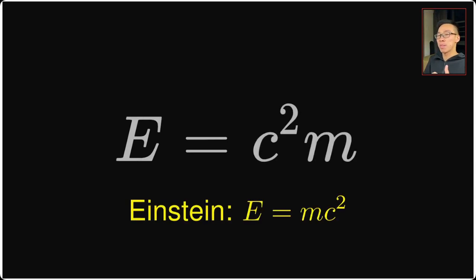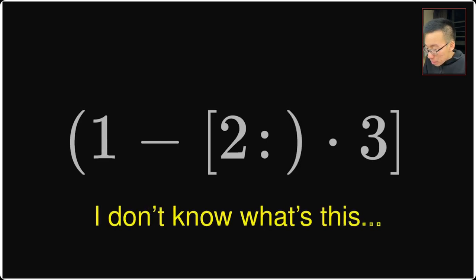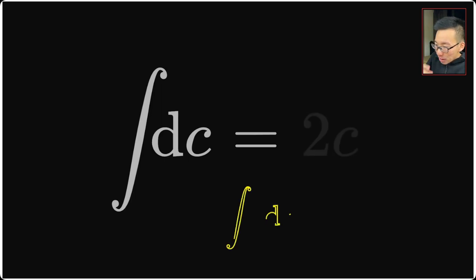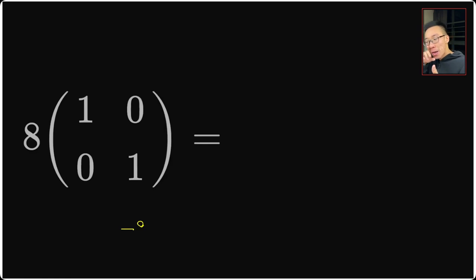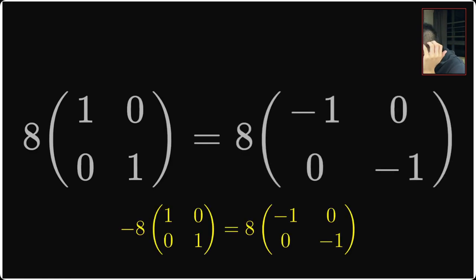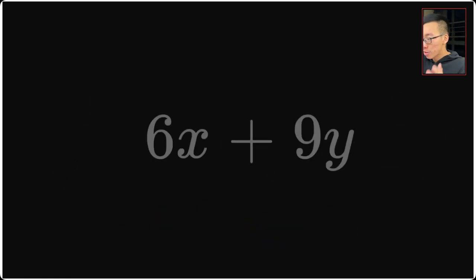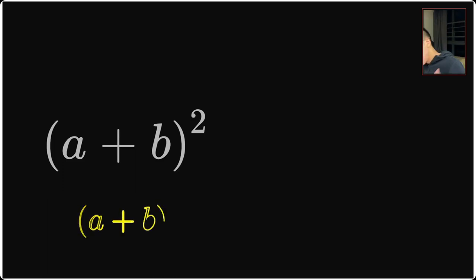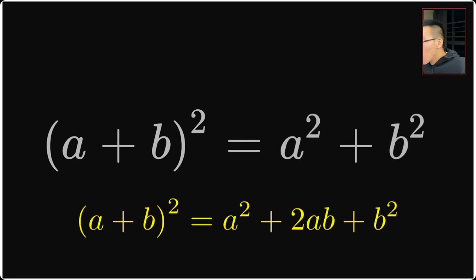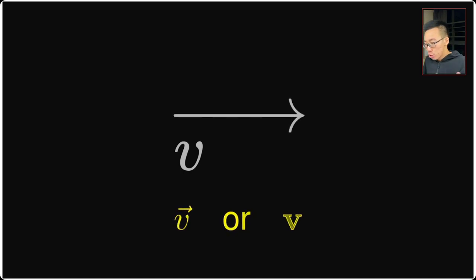E equals mc squared, why did you butcher that? If someone can explain what's going on here, I have no idea what that symbol means. You integrate 1 with respect to c, you get c, not 2c. No! No, these two matrices are totally different. Finish, complete the brackets. Wrong, unless you're working in F_p, right? But otherwise, wrong in the usual context.